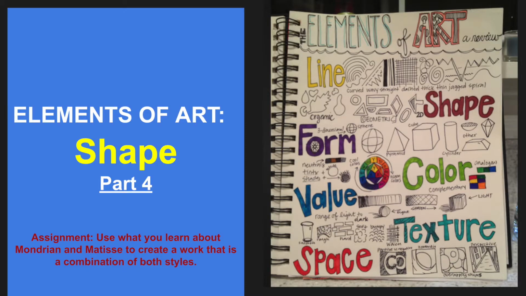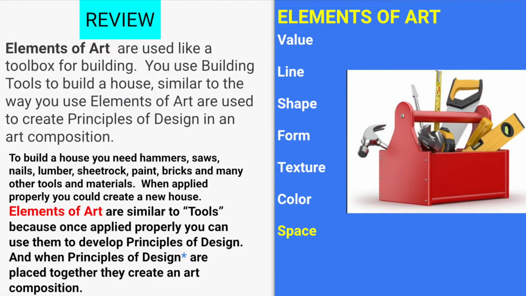This is part 4 of Elements of Art, specifically shape is what we're focusing on today. In part 4, we're going to use what you learn about Mondrian and Matisse to create a work that's a combination of both of their styles.